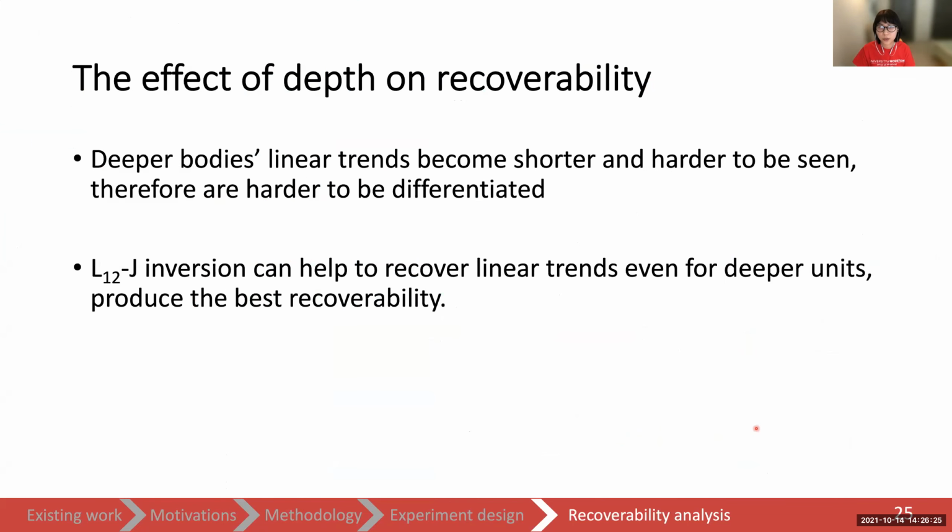So here is a quick recap on the effect of build depths on the recoverability. We have found that the deeper units tend to have shorter linear scattering trends, and therefore they are harder to see and more difficult to differentiate. And among the 4 inversion methodologies, the sparse norm joint inversion can help to recover the linear trends even for the deeper units, and therefore produces the best recoverability.